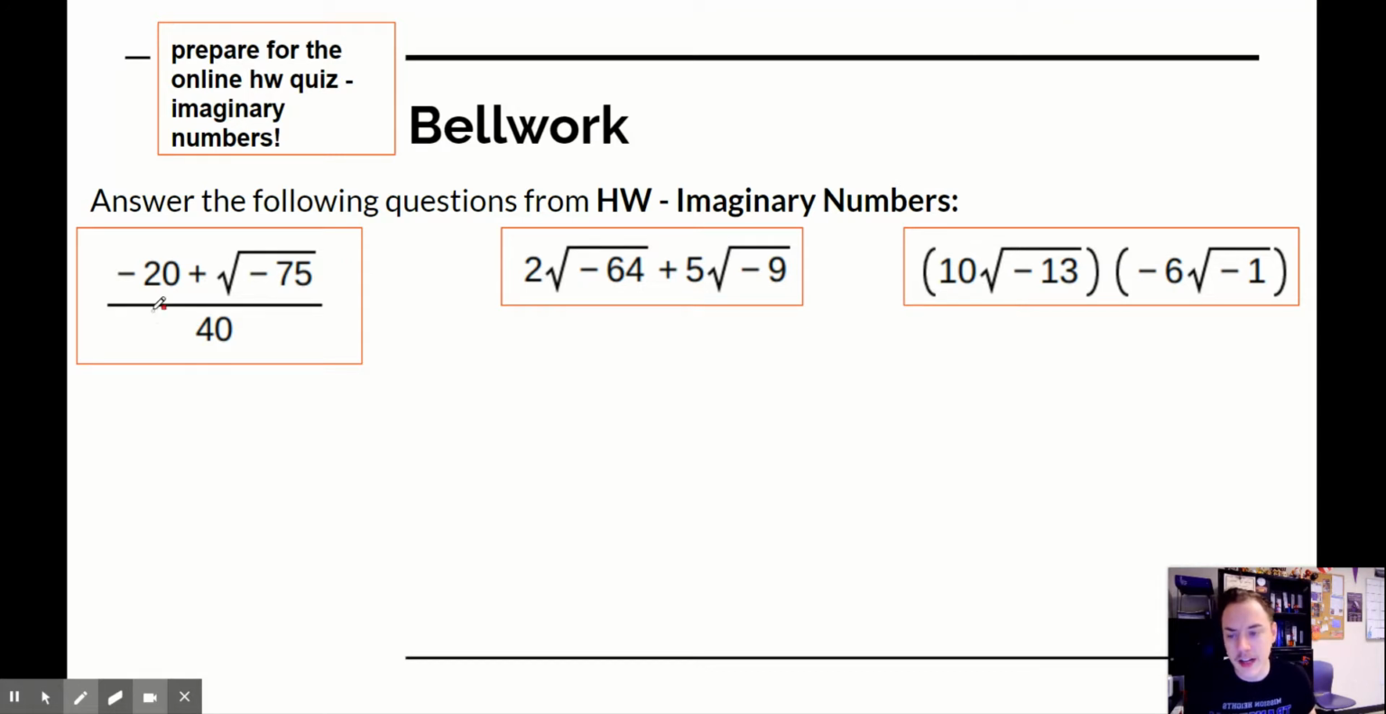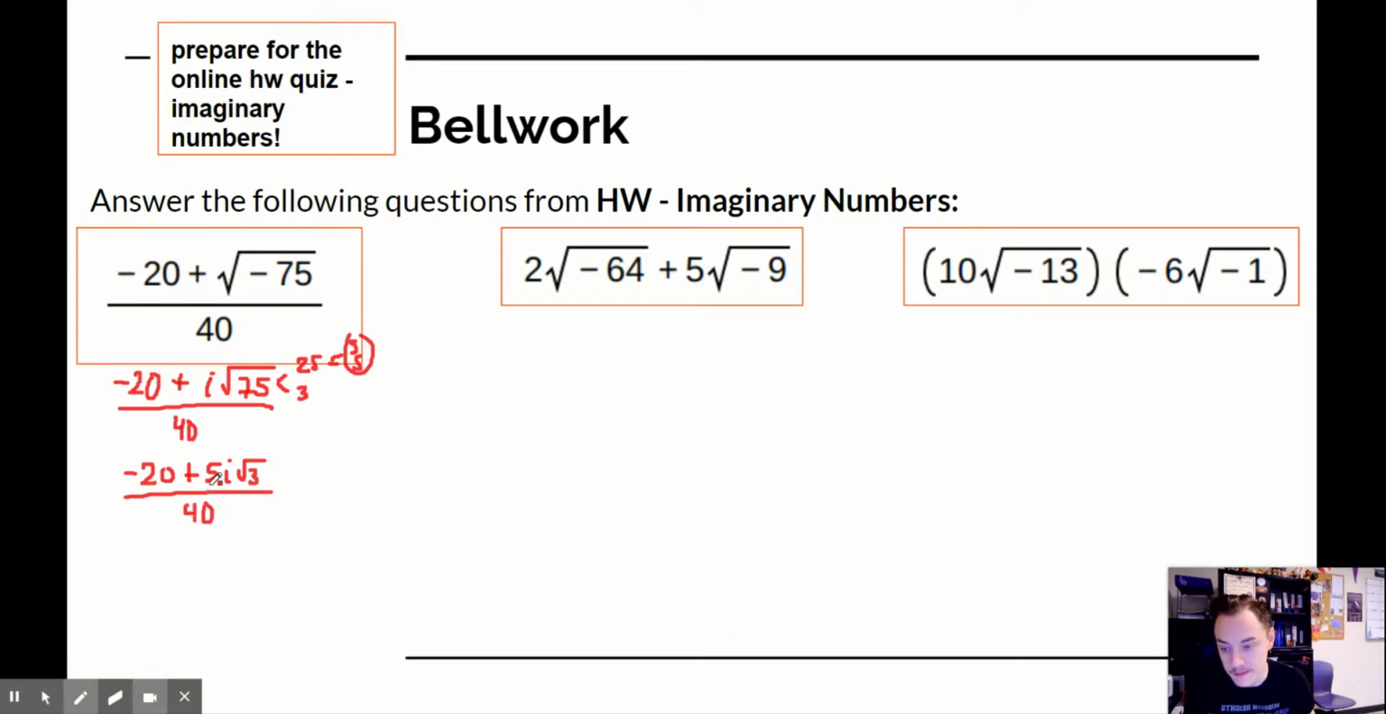Okay, so first thing I'm going to do is I'm just going to rewrite it. And I'm going to actually pull out an i. So remember, pull out an i first, and then divide by 40. I'm going to look at this 75, and this is 25 times 3. And then this is 5 and 5, which combine. So negative 20 plus 5i, and then what's left over is the radical 3 right here. And this is all over 40.